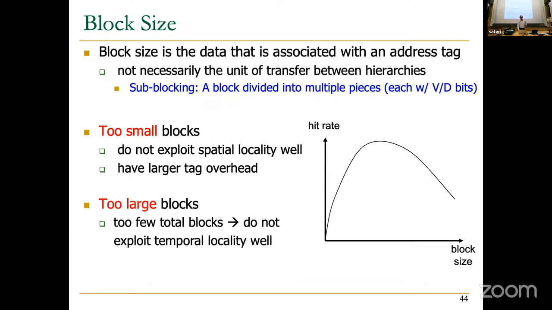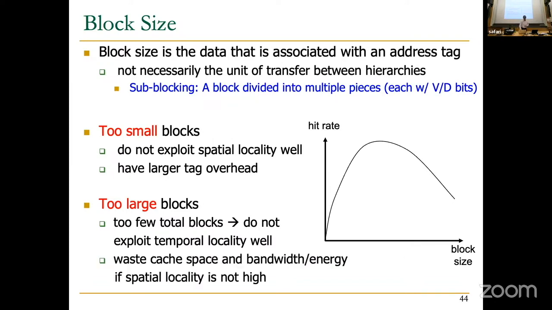And also, we'll talk about some other issue with large blocks soon. Basically, large blocks waste cache space and bandwidth and energy if spatial locality is not high. And also you need to bring the large block to the cache. If you have a 1 megabyte block, it takes a long time to bring it to the cache, because remember the memory interface we had was 64 bits. You need to fetch that 1 megabyte block 64 bits at a time from memory. Of course, you can widen the interface with techniques that we've discussed, but you're not going to fetch all of the 1 megabyte in a single shot.